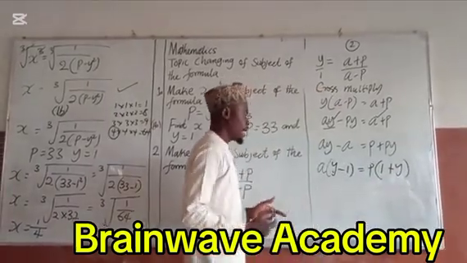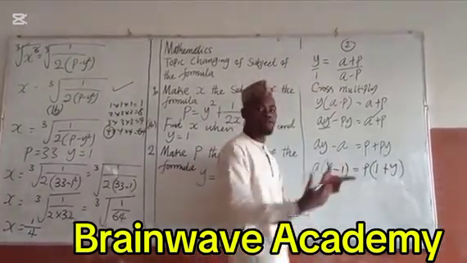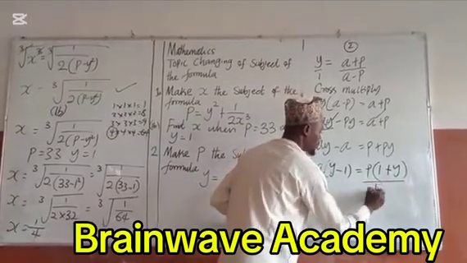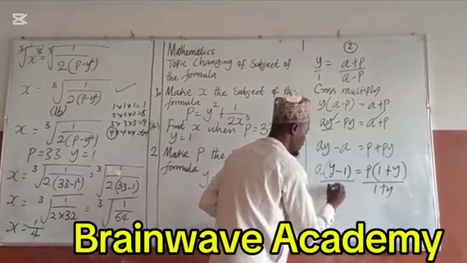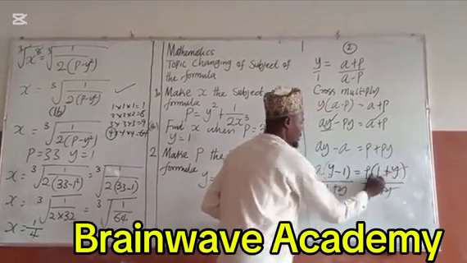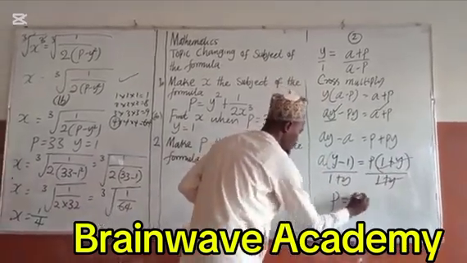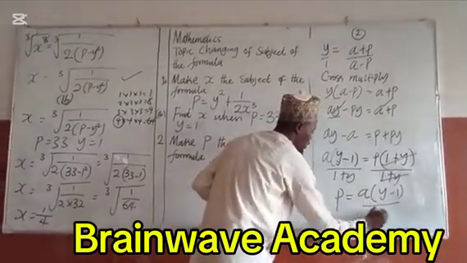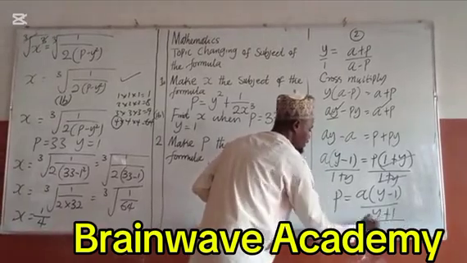So we are looking for P, and we have to divide both sides by the bracket containing P, which is Y plus 1, or 1 plus Y. This cancels this. We now have P is equal to A, open bracket, Y minus 1, all over Y plus 1. This is the final answer for the second question.